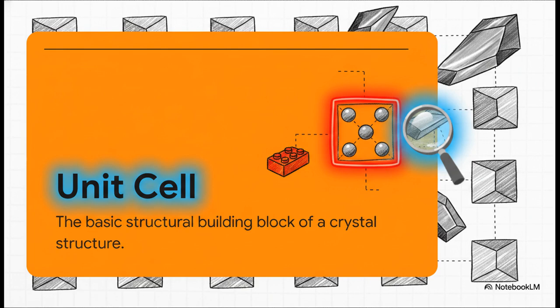But you know, a lattice is massive. To actually make sense of it, scientists subdivide the structure down into its absolute smallest repeating entity, the unit cell. You can essentially think of the unit cell as the fundamental building block of the crystal architecture. It's much like a single repeating Lego brick. If you can understand the geometry of this one single unit cell, you understand the entire piece of metal, no matter how huge it is.